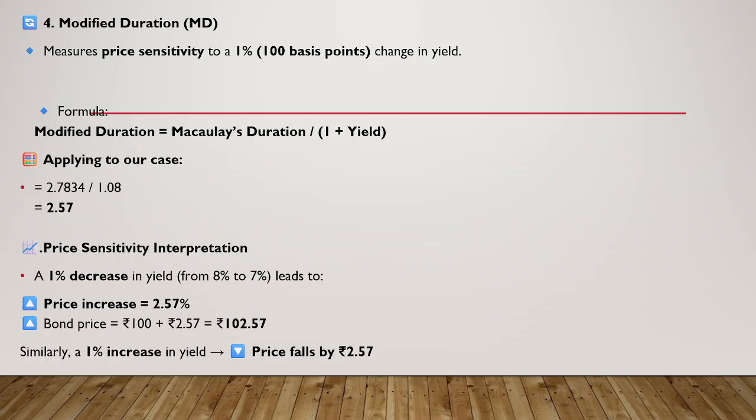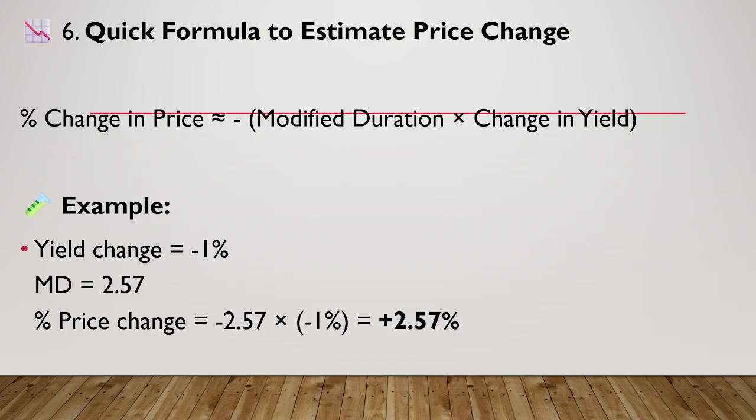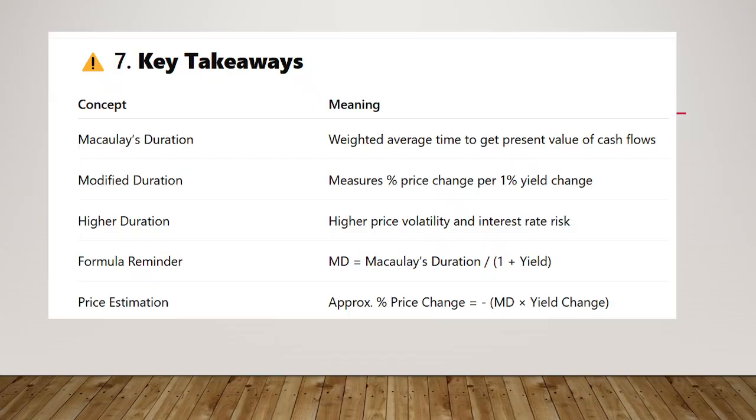Macaulay's duration gives us a time frame. Modified duration gives us price sensitivity. Together, they help portfolio managers, banks, and risk officers understand how vulnerable their investments are to interest rate changes. So next time you hear about bond portfolios or market risk, you'll know duration is not just about time, it's about timing and sensitivity. Make sure you practice this with a few more examples, especially changing the yield or coupon rate to see how duration behaves.